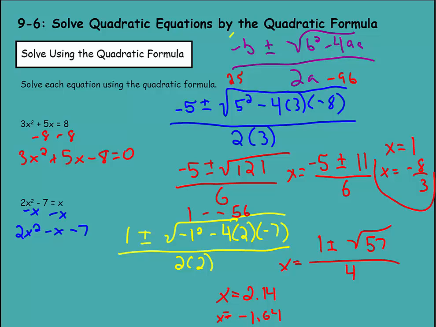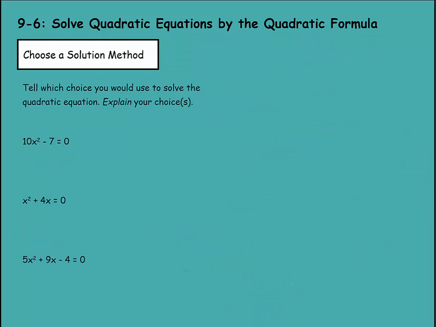So we found these ones using the formula, and now we found these ones using the formula. For these ones, we actually don't even need to solve. We just need to tell the choice that we would use to solve this quadratic equation, and then explain why we chose that one. So we have 10x squared minus 7 equaling 0.